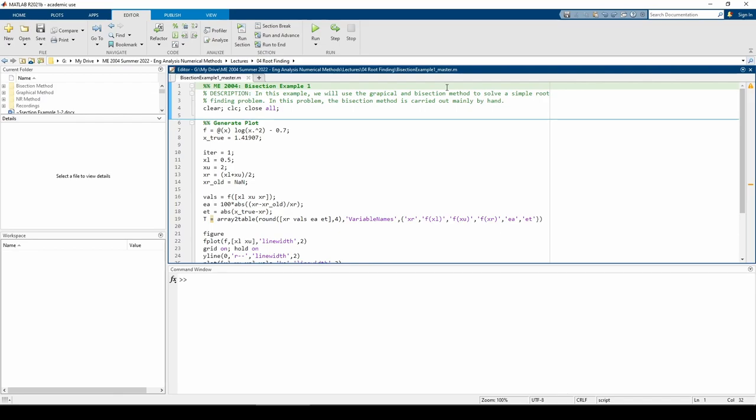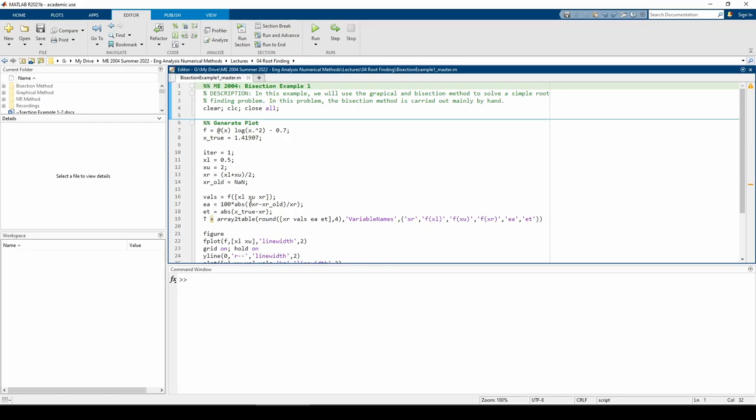Here we are in MATLAB. Like I said earlier, the goal of this video is to demonstrate the bisection method manually, so this script is pretty simple. Here I've defined the function we want to solve. Note that this is arranged in f of x equals 0 form. I also have the true value of the root from the problem statement. In lines 10 to 14, I have variables representing the iteration number, the lower boundary of the interval, the upper boundary of the interval, the estimated root for each iteration, and the value of the root from the previous iteration. I'll be continuously updating these variables as we go.